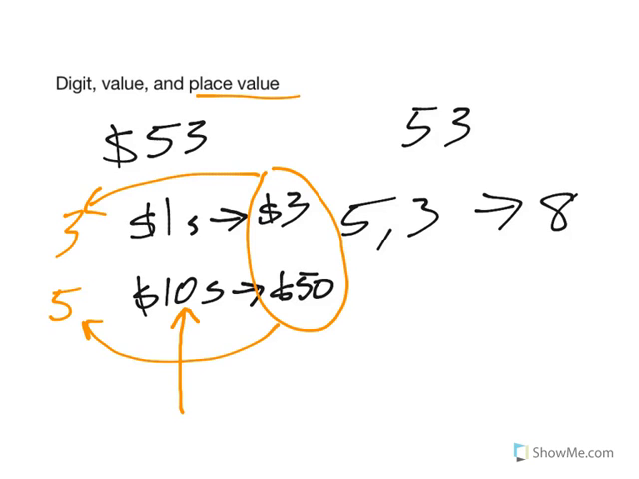Similarly, 5 is the digit. 10 is the place value. It's in the tens place. And 50 is its value. Altogether, it's 53. Let's try another example without thinking of money.